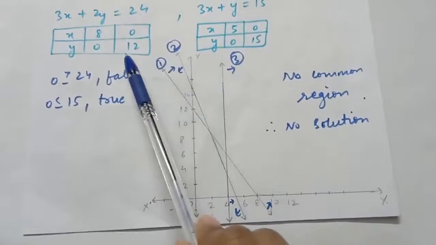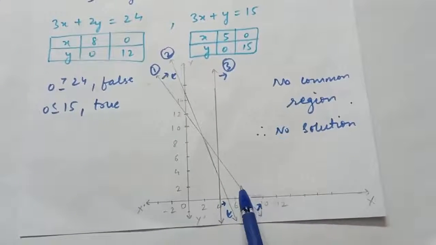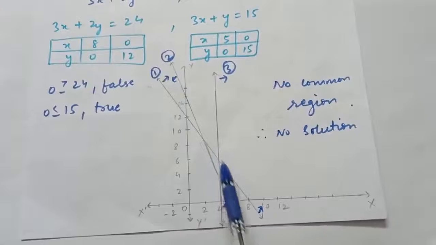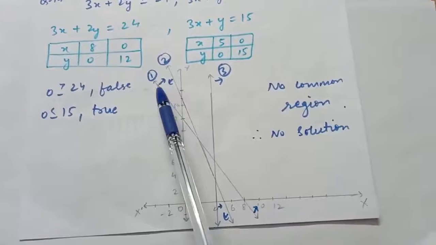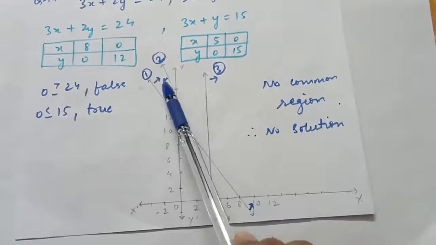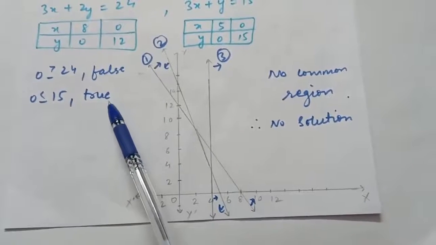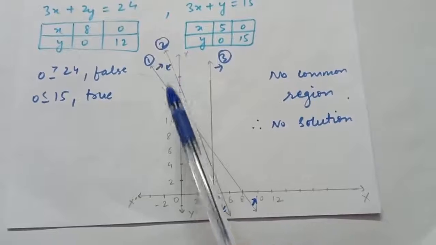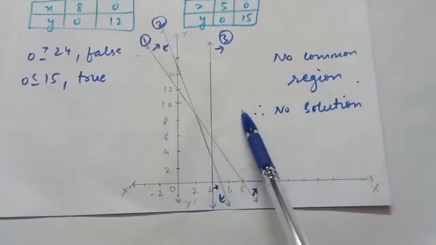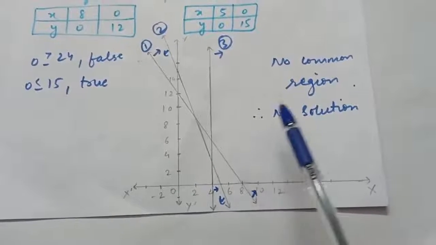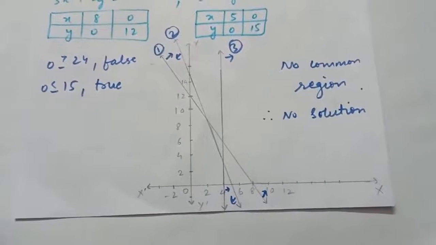Now, for this line, 3x plus 2y equal to 24, which is the first line, right? It does not satisfy the origin test. So, the solution will lie away from the origin. And the second line satisfies the origin test. So, the solution will lie on this side. But still you can see there is no common region for this solution. Therefore, because there is no common region, there will be no solution.